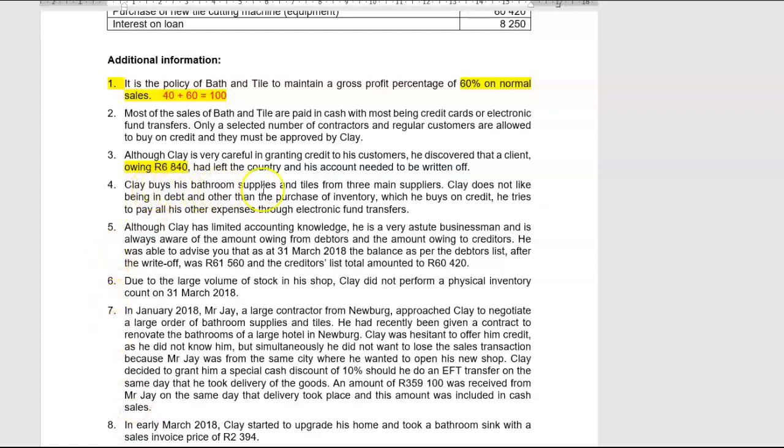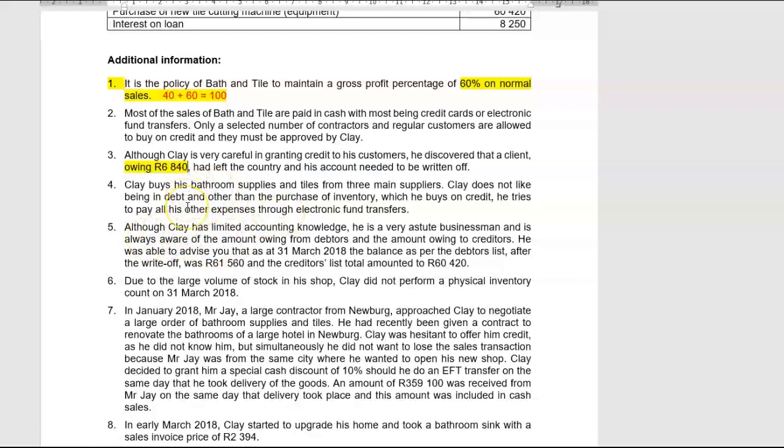Clay buys his bathroom supplies and tiles from 3 main suppliers. Clay does not like being in debt, and other than the purchase of inventory, which he buys on credit, he tries to pay all his other expenses through electronic fund transfers. Now that's a nice question. Why did I put that into the question?